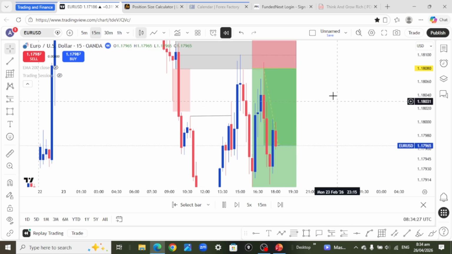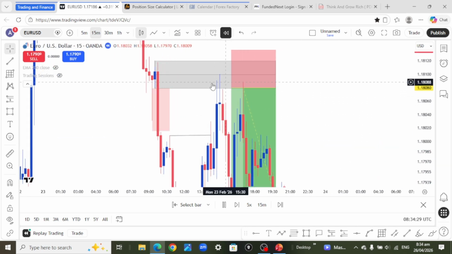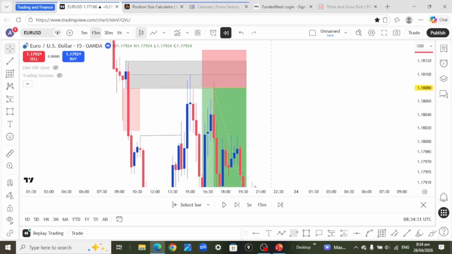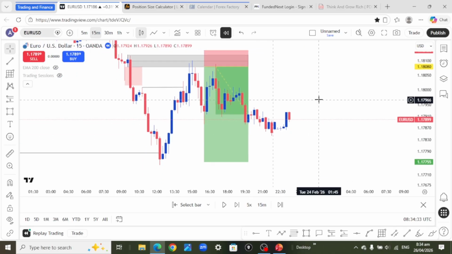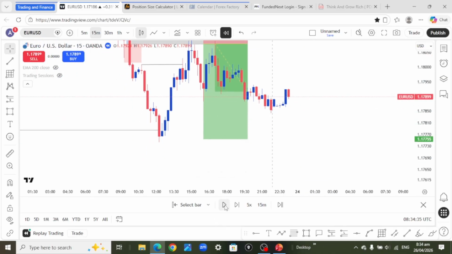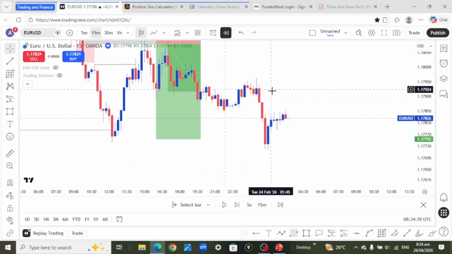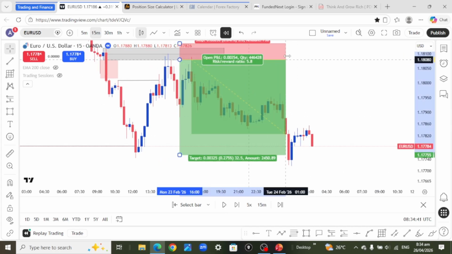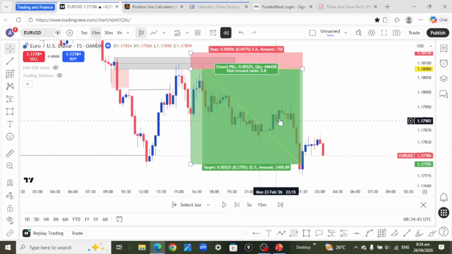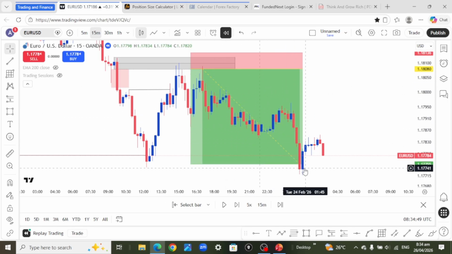You can see immediately price got into it, price reacted, and then it continued. Okay, as you can see, our take profit is smashed. So all the conditions have been met, and we took our sell position, and we are there.